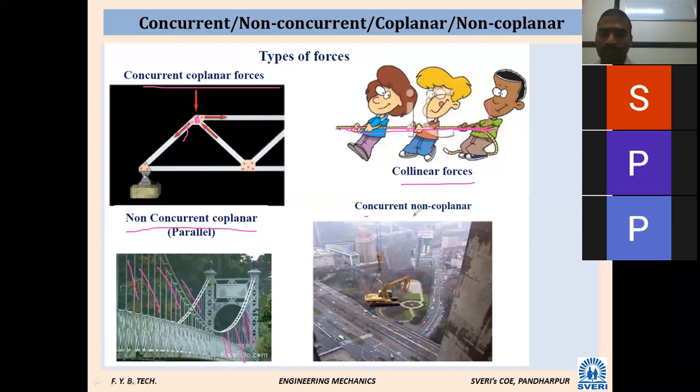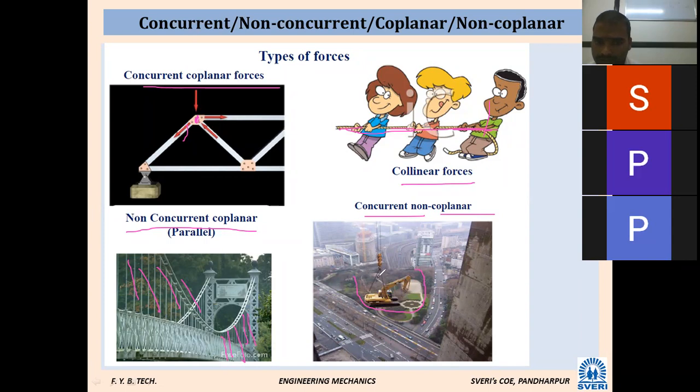Next one, concurrent non-coplanar. These are concurrent but non-coplanar. Now see, what is this one? This is a crane or JCB. You can see, no? Look here, there is a JCB, correct? It is a crane, isn't it? Is it visible?